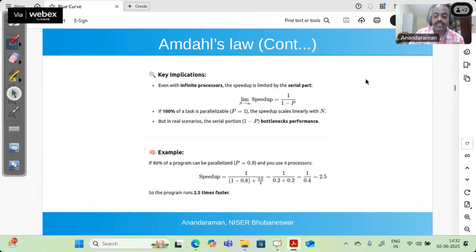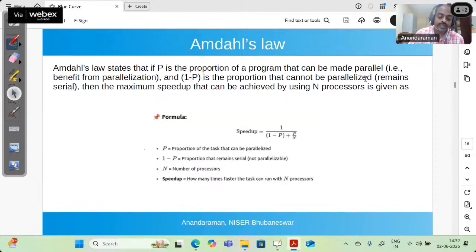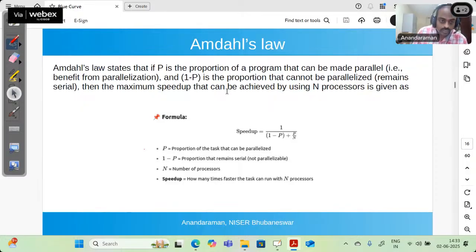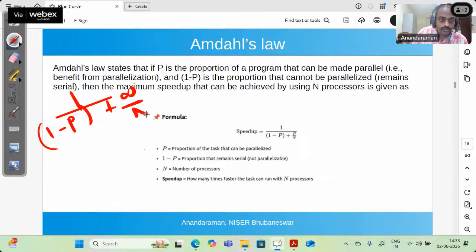For argument's sake, say my entire thing is parallel, or I take an infinite number of cores, an infinite number of processors for the task. So I am taking infinite processors, but speed up will not be infinite. If I take infinite n, my formula will become 1 by (1 minus p plus p by n).